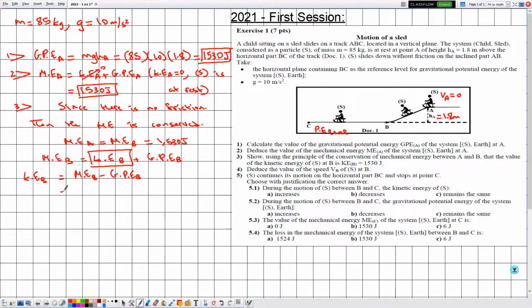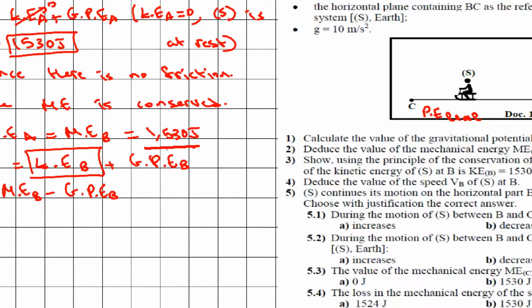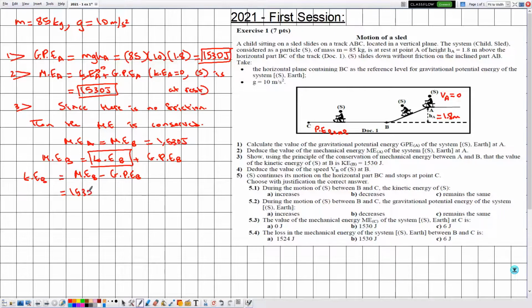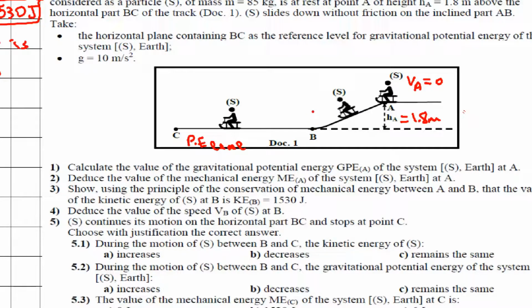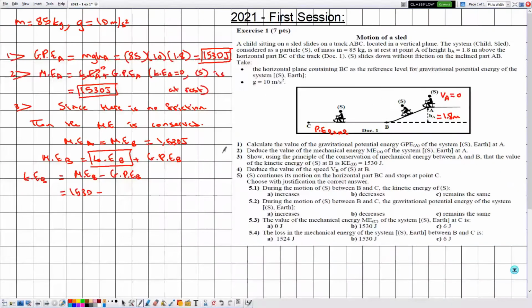Now we know the value of the mechanical energy at the point B is given by that. Now what about the gravitational potential energy at point B? Notice that at point B, S will be here, and it's passing through the PE level, so here we can say that GPE at B is 0, and the reason is that S passes through the PE level. Then minus 0, and indeed the value of the kinetic energy at the point B is given by that.